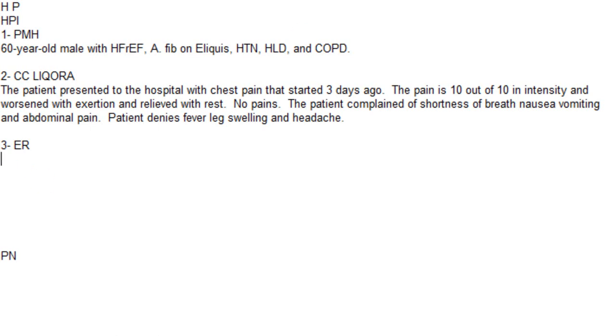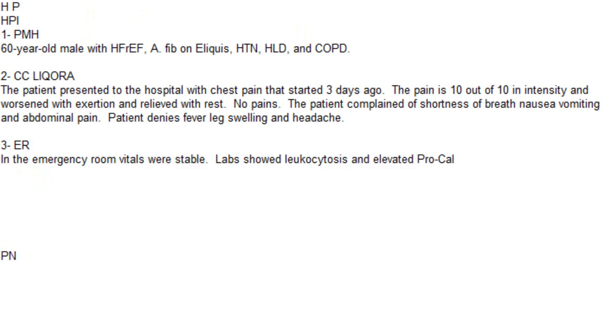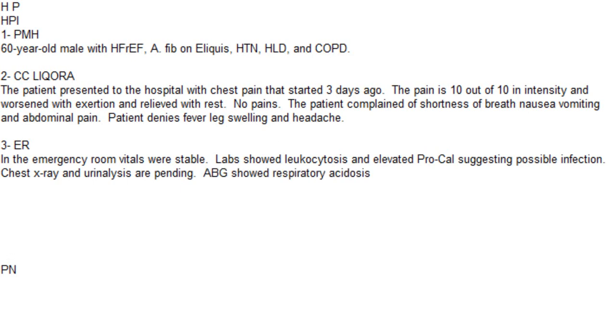For example, I'll just write an example. In the emergency room, vitals were stable, period. Labs showed leukocytosis and elevated procal, suggesting possible infection, period. Chest x-ray and urinalysis are pending, period. ABG showed respiratory acidosis, period. So this is an example.